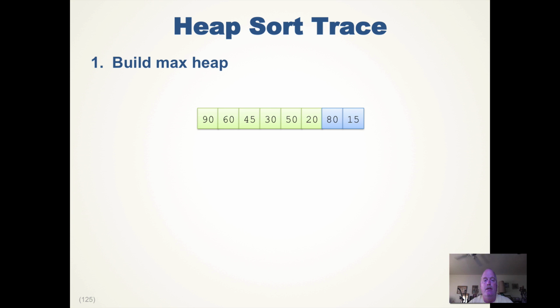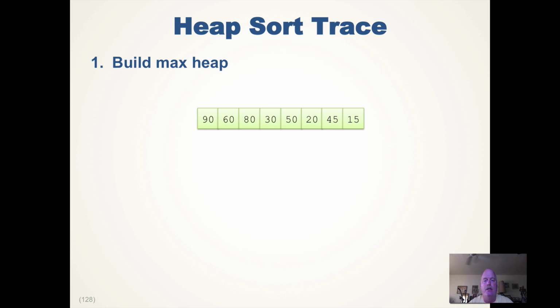So we add 20, and 20 is less than 45, so we don't have to do anything. We add 80. 80 is greater than 45, so we need to swap it. But 80 is less than 90, so we're done. The heap has been restored.